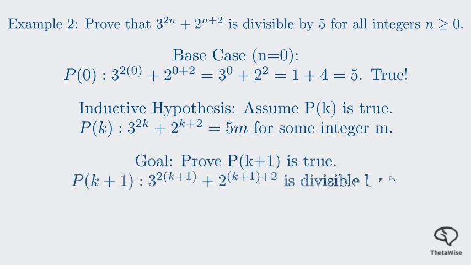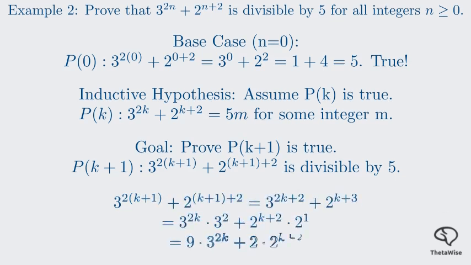Now we must prove the statement for k plus 1. We need to show that 3 to the 2(k plus 1) plus 2 to the (k plus 1) plus 2 is also divisible by 5. This one is tricky. The key is to expand P(k plus 1) and look for a way to substitute the expression for P(k). We expand P(k plus 1) as 3 to the 2k times 3 squared plus 2 to the k plus 2 times 2 to the 1. This gives us 9 times 3 to the 2k plus 2 times 2 to the k plus 2.